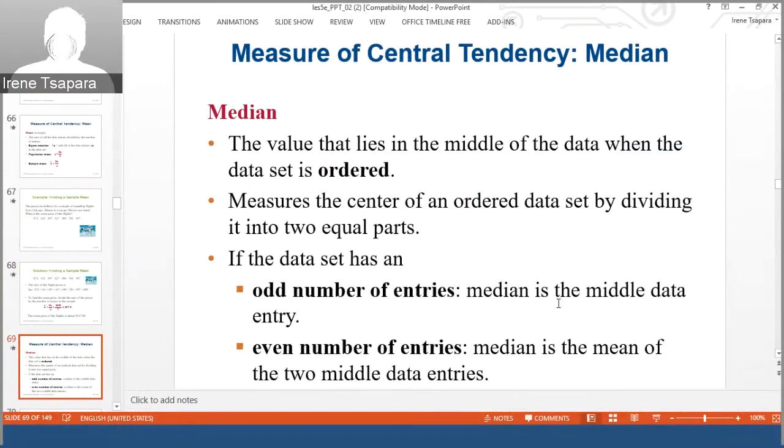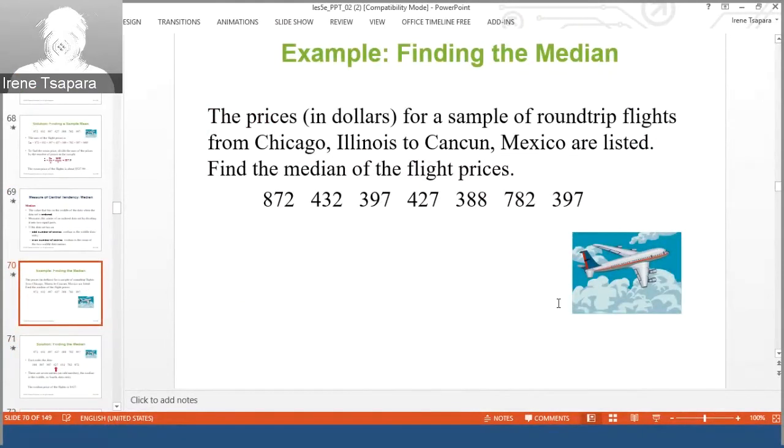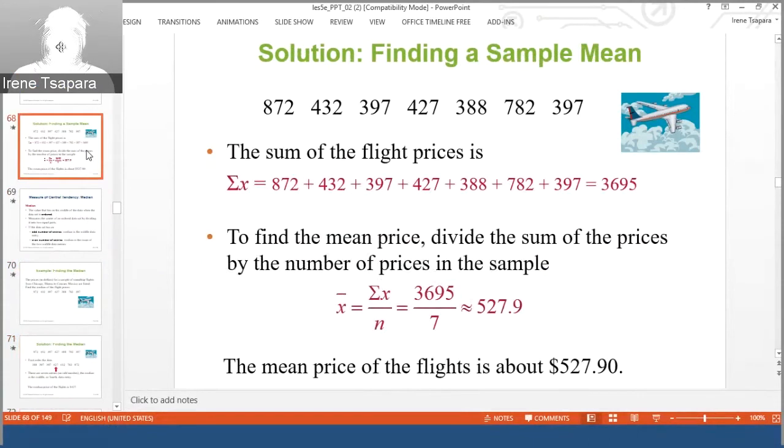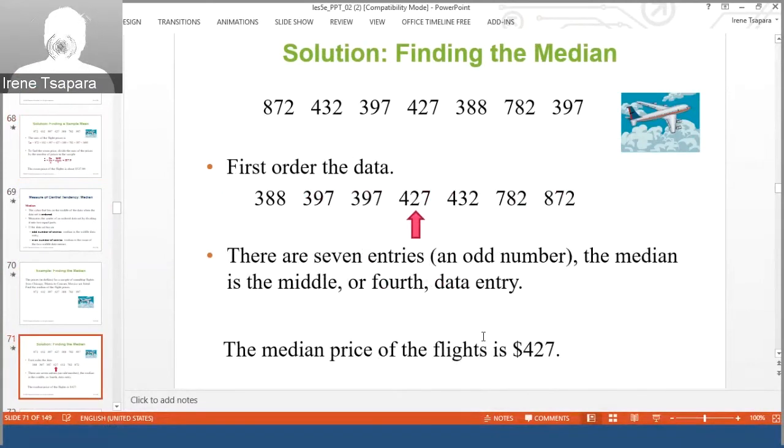Well, let's see. Let's look at the median. I'm pretty sure that you all know that the median is the middle value. What does this mean? I take all the values, I put them in order, and then I find the middle value. And this is 427. Okay. In this simple example, I want us to see together: the sample mean is 527. The median is 427.